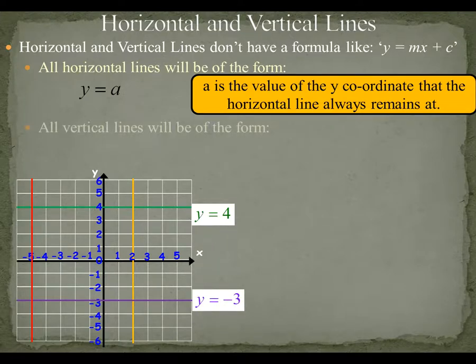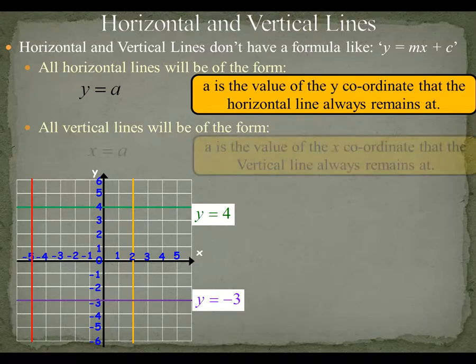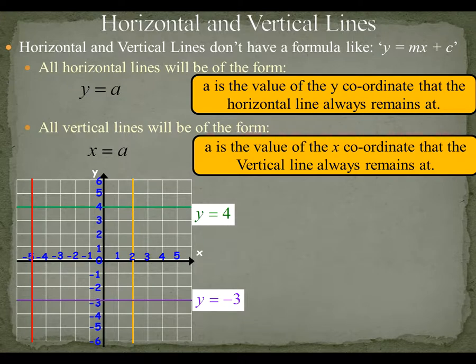Now, vertical lines are slightly different. They really are a completely different equation compared to all the others, in that they make no mention of the letter y, and are just simply x equals the value of the x coordinate that it always remains at, or basically the value of the x-intercept which the vertical line will go through. In this case, looking at the orange line, it's x equals 2, so it remains at an x coordinate of 2, so therefore its equation is simply x equals 2. And the red line cuts through at minus 5, so its equation is simply x equals minus 5.